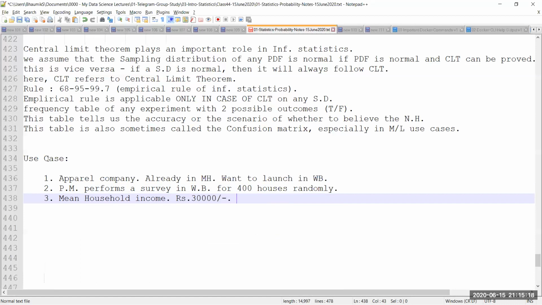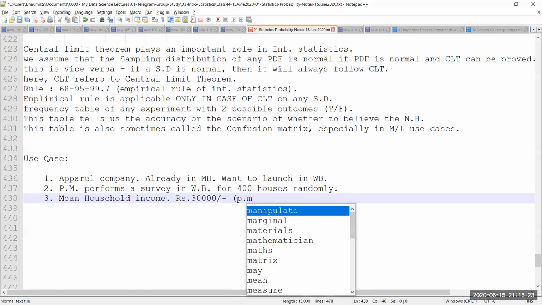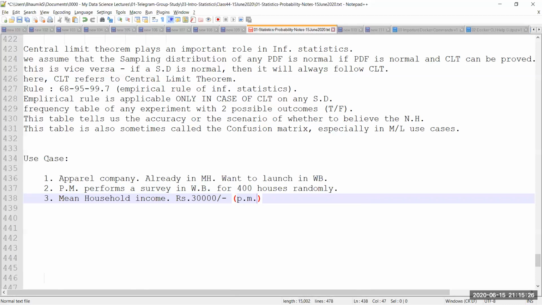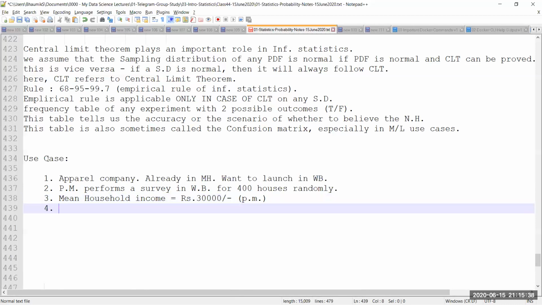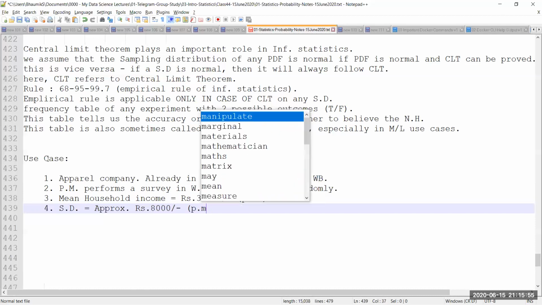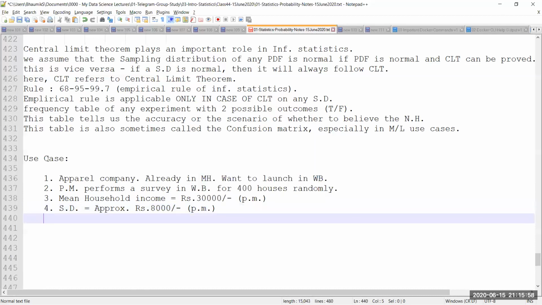Right? So on an average, the household income per month of these 400 houses in West Bengal that she has looked into has an average household income. So this is my mu. Average household income is equal to 30,000. And then this data has a standard deviation as well. The standard deviation in this data is approximately, let's say, rupees 8,000. So with a deviation of plus minus 8,000 per month, this is the data that I have got.